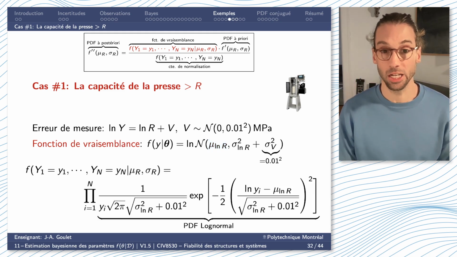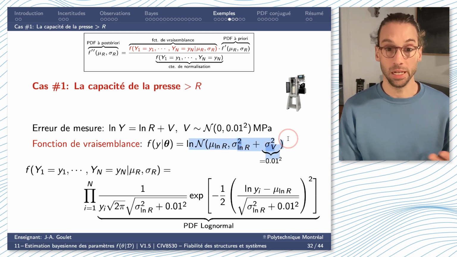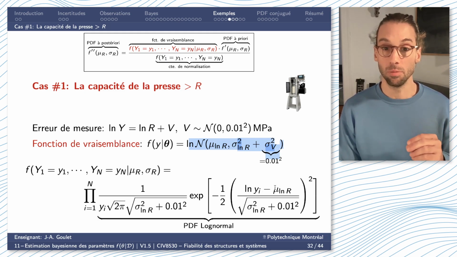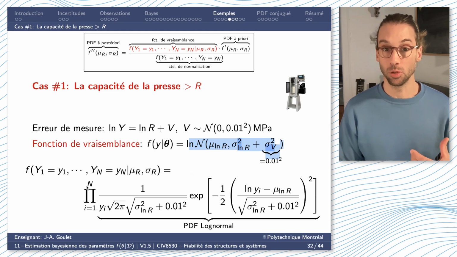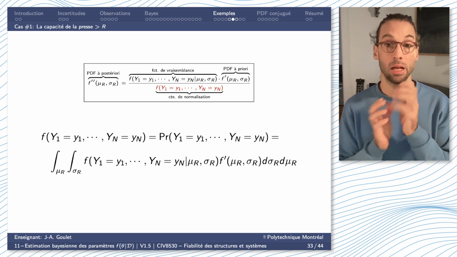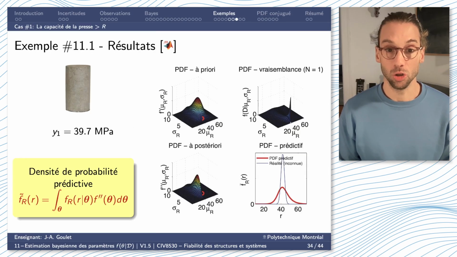If I express this analytic formulation for my log normal PDF, my likelihood is going to look like this. I have y_i, all my observations, mu of ln of r, my first parameter, sigma of ln r, my second parameter, and I take the product of this likelihood over my n observations, the number of concrete samples I'm going to break in the lab. My normalization constant is simply the integral of whatever I have in the numerator.